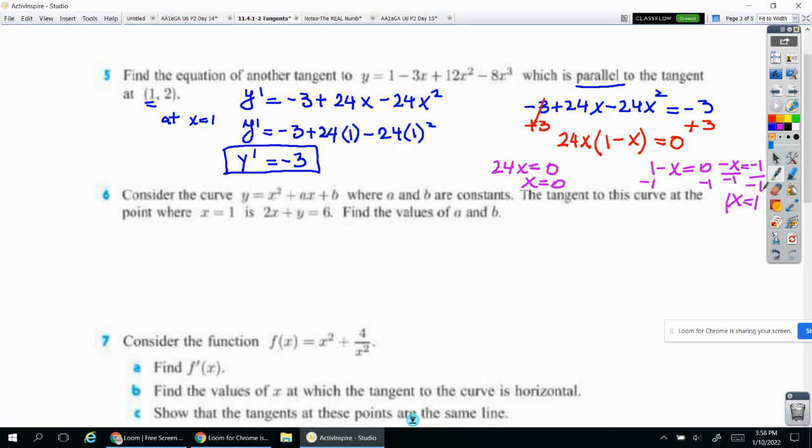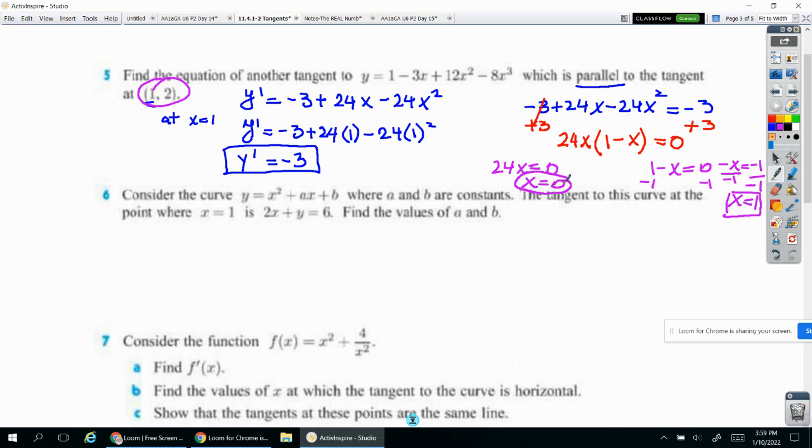So we already had this situation that x was 1. This is this point. So my second point has the x coordinate 0. The second point to which that has the parallel tangent. All I need to do is find what y is.